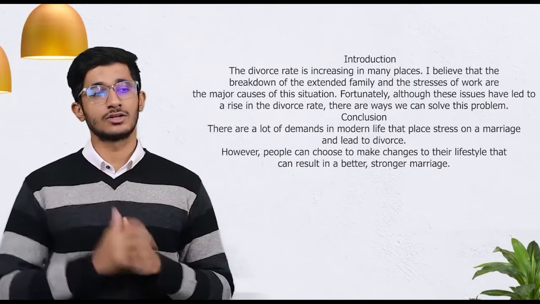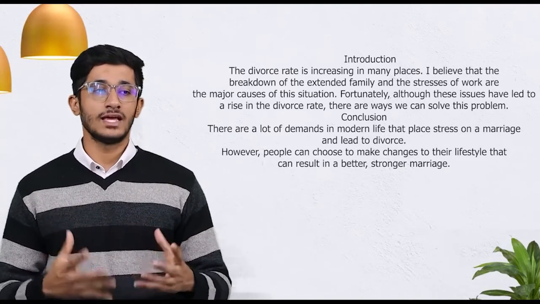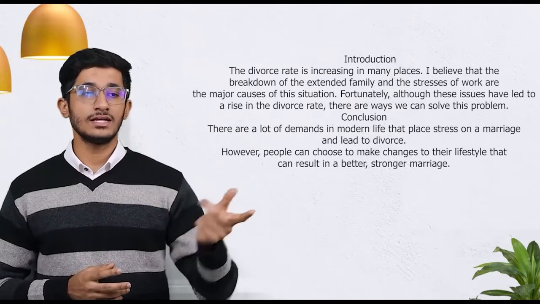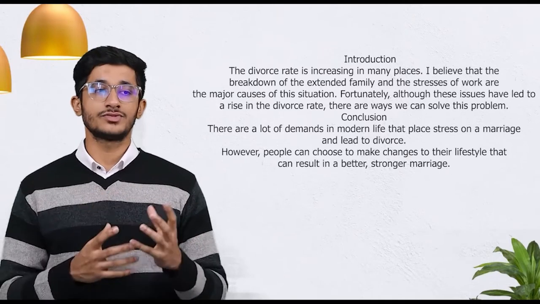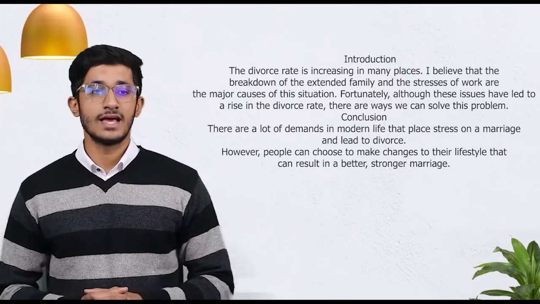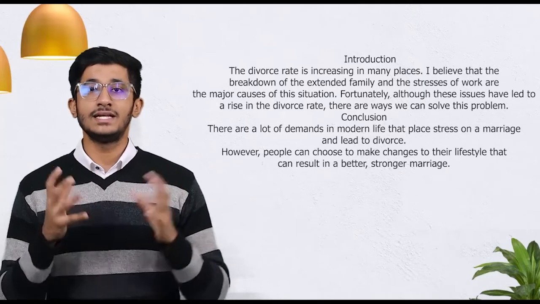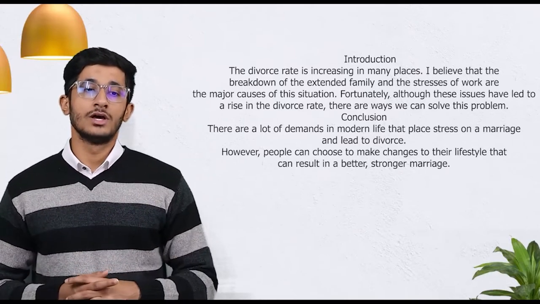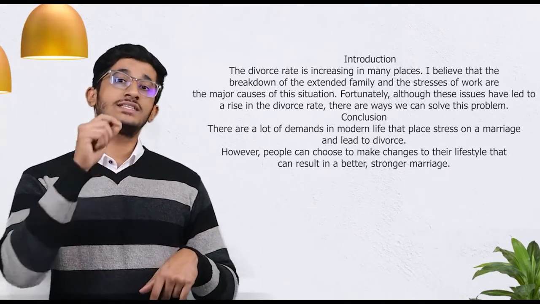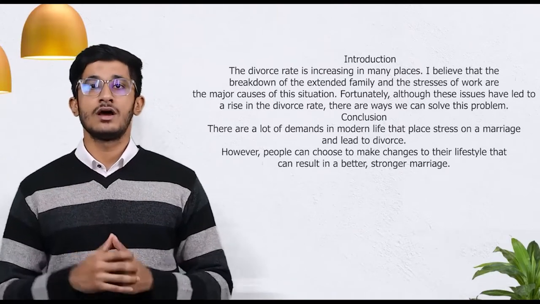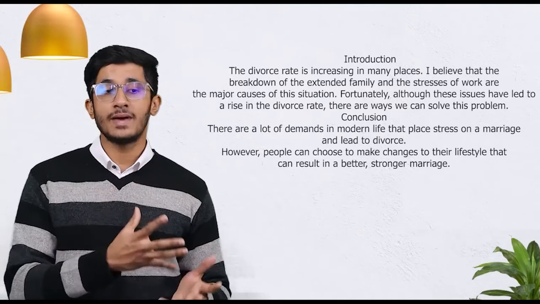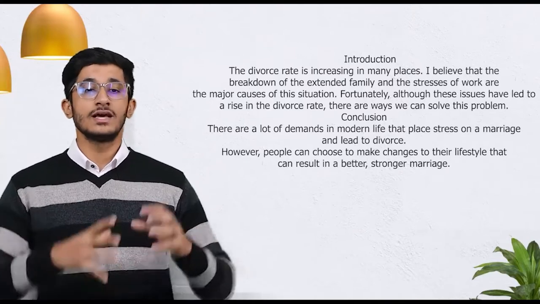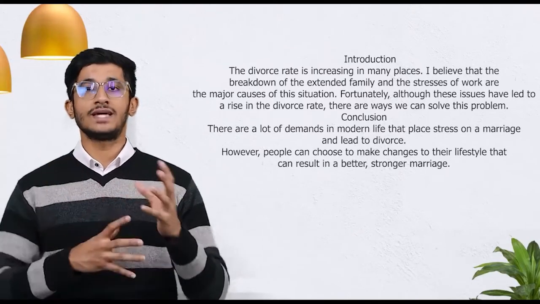Now let's take a look at the conclusion. There are a lot of demands in modern life. So you see one similarity right in the beginning: in the introduction, they mentioned that the divorce rate is increasing in many places, and that the breakdown of the extended family and the stresses of work are the major causes of this problem. In the conclusion, you're mentioning the same thing, but you're writing it in a different way. You're saying that there are a lot of demands in modern life that place stress on a marriage and lead to divorce. You see, the same idea, but you are writing it in a different way.